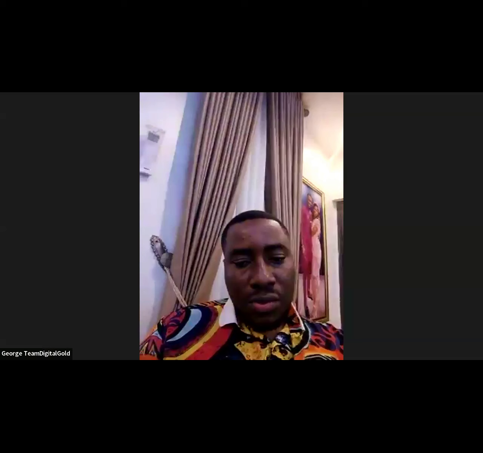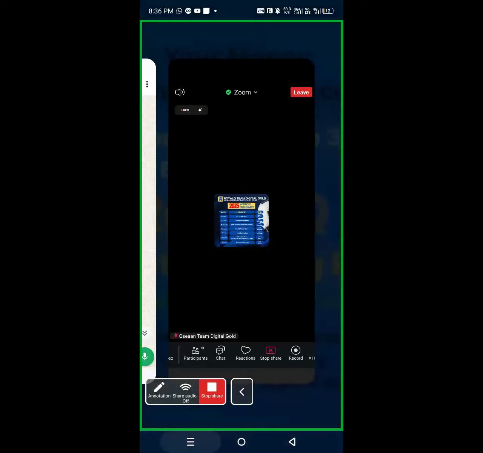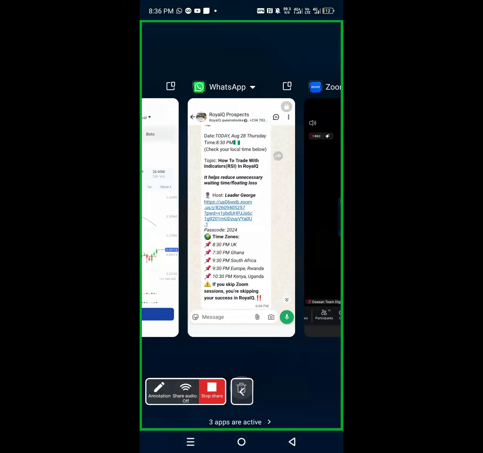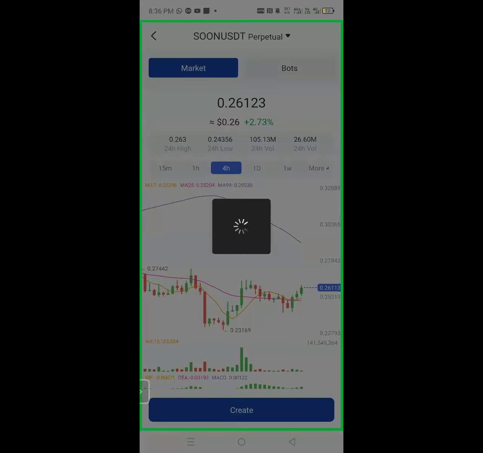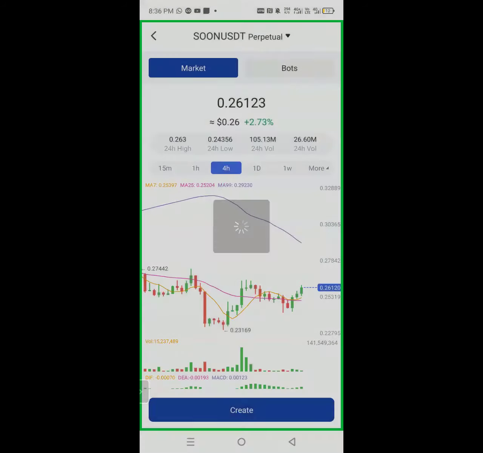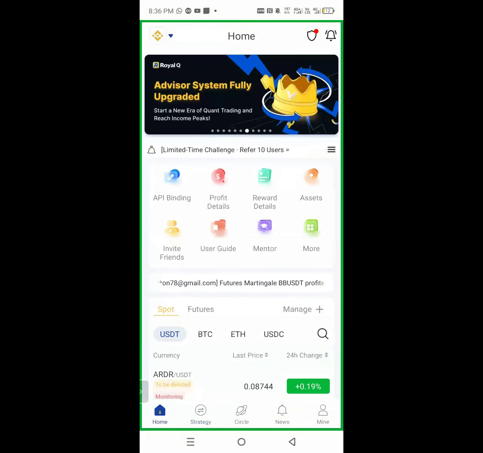Okay. So today's topic, we will be talking on how to trade with indicators, the RSI indicator in RoyalQ. So I'll be sharing my screen now. So we are going to do, after the lectures, then we are going to set up a trade using the RSI.